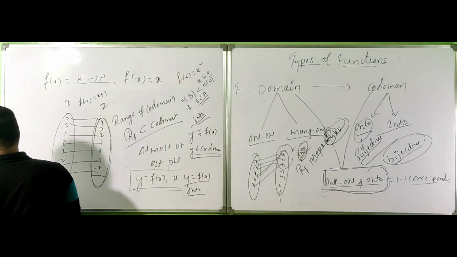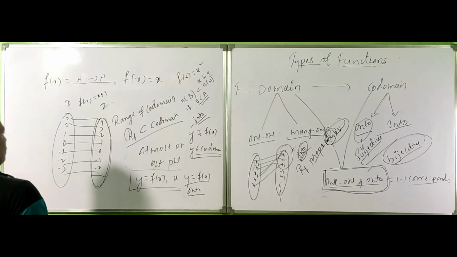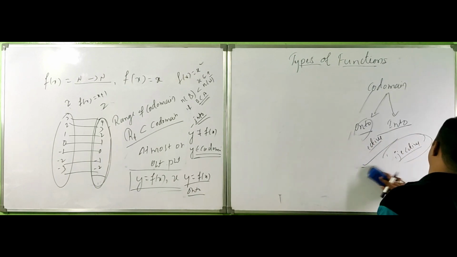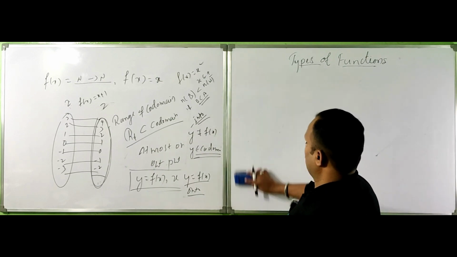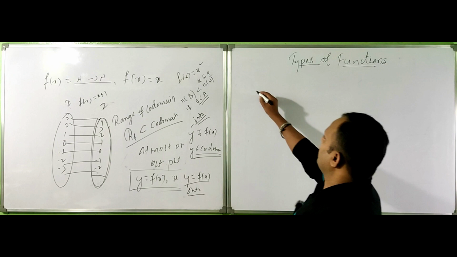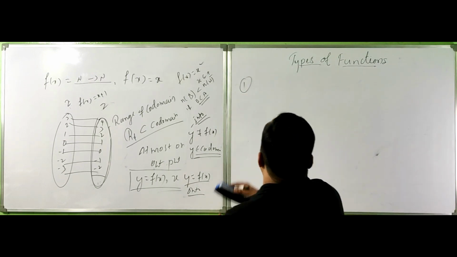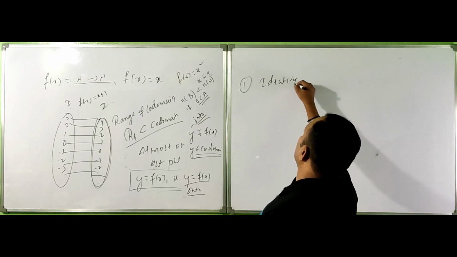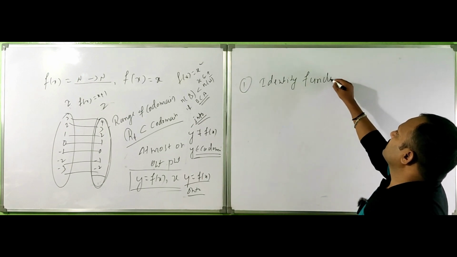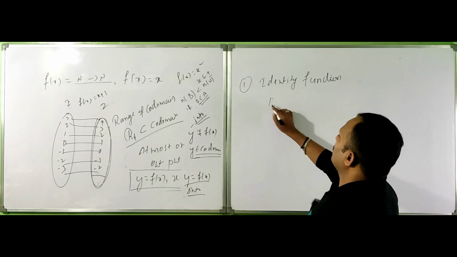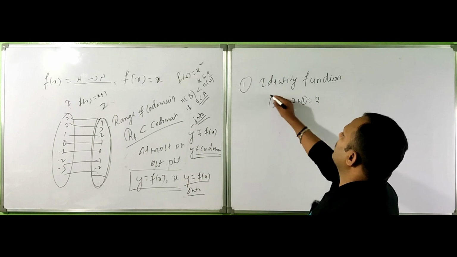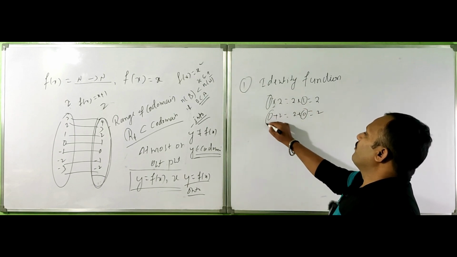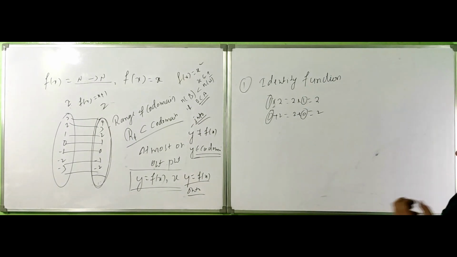Some different kinds of functions are there. First one is the identity function. Kinds of function or types of function, different forms of functions. Identity element is like 1 into 2 is equal to 2 into 1 is equal to 2. 1 is the identity element of multiplication. Similarly, 0 plus 2 is equal to 2 plus 0 is equal to 2. 0 is the additive identity. Identity means it does not alter the given conditions.